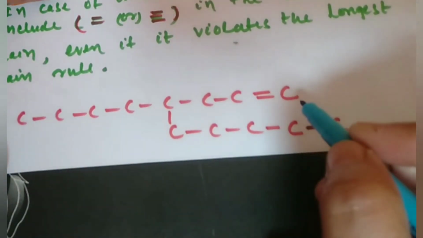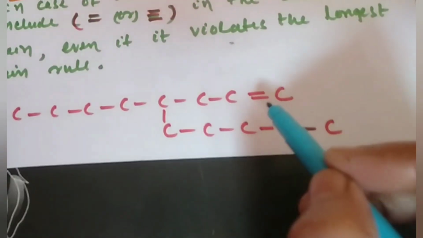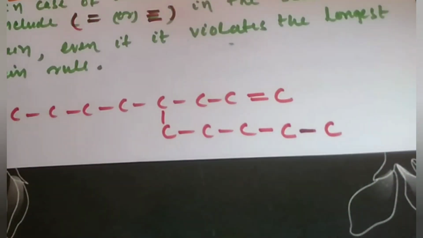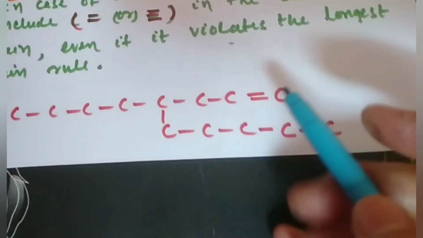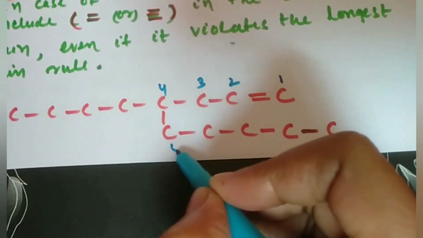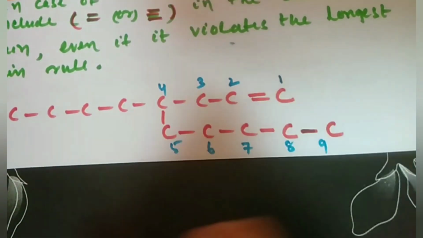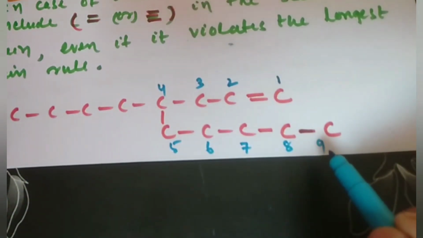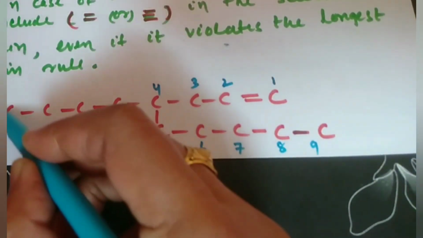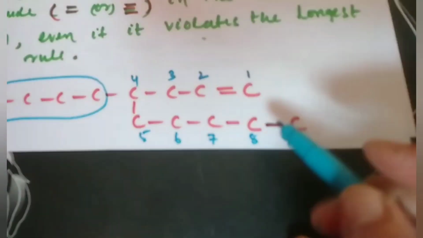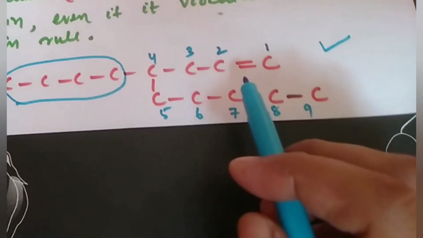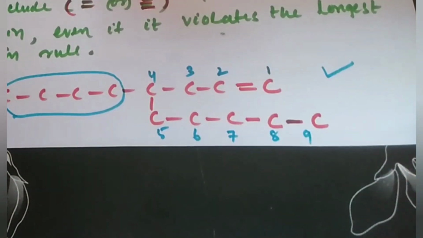But I have to proceed according to the rule. I have to give the lowest locant to the multiple bond, whether it is a double bond or triple bond. I have to choose the longest continuous chain by taking the double bond. So here I have to proceed 1, 2, 3, 4, 5, 6, 7, 8. So this is the longest continuous carbon chain taking the multiple bond in the parent chain, and this one is your total substituent. So this is the correct way to proceed. It violates the longest chain rule, but we have to include the multiple bond in the parent chain.